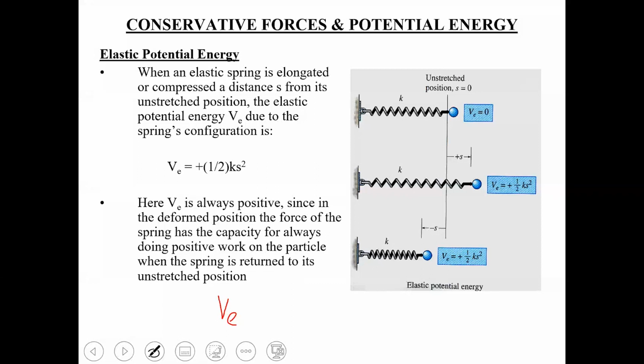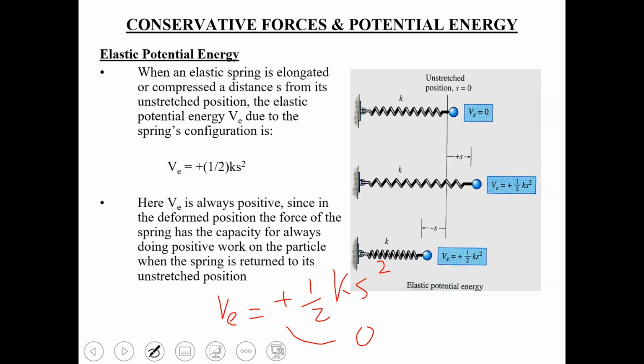So the elastic potential is always going to be a positive quantity, and the magnitude is going to be half k s square, where k is the spring constant and s is the deformation of the spring from its unstretched position. So whether the spring is elongated or compressed, it has the potential of doing positive work once it moves from that position back to its unstretched position. So the elastic potential is always a positive quantity, half k s square, or it can be zero if the spring is unstretched.